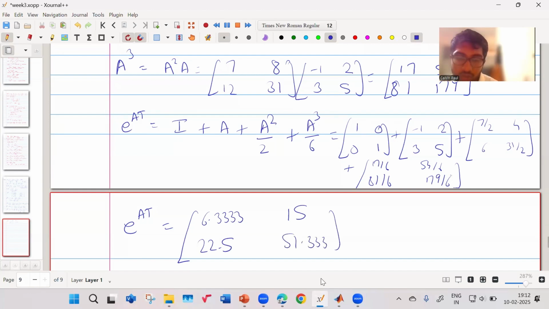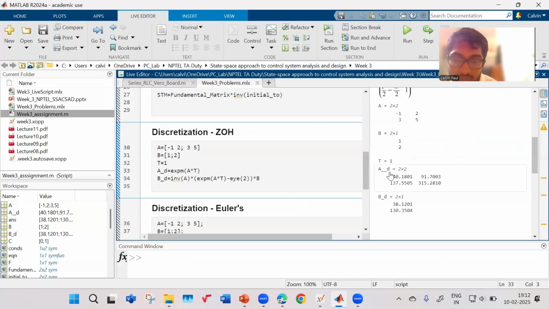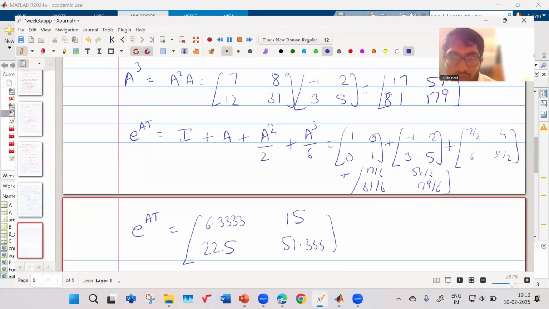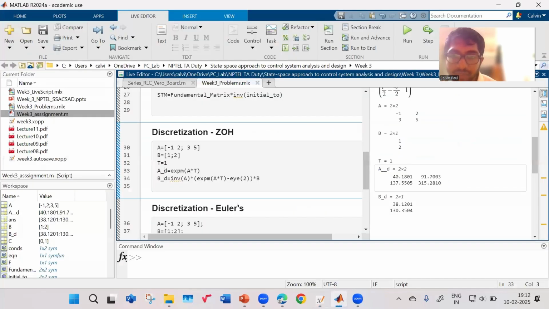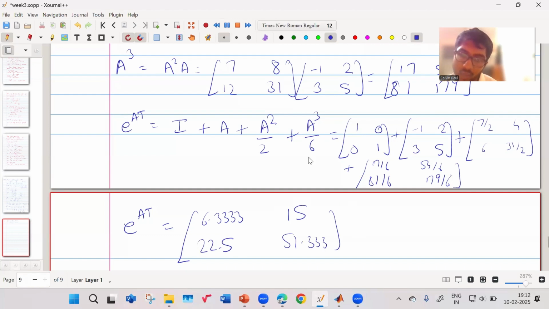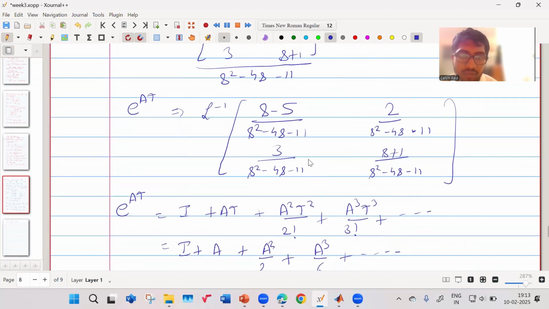What is the answer we got? It is 40.91, 137 and 312. So there is a marked difference because we have taken only a limited order. We have only taken up to A cubed by 6. So you'll have to take higher orders, or a better approach would be to just find the inverse Laplace transform of this, right? The inverse Laplace transform of this.